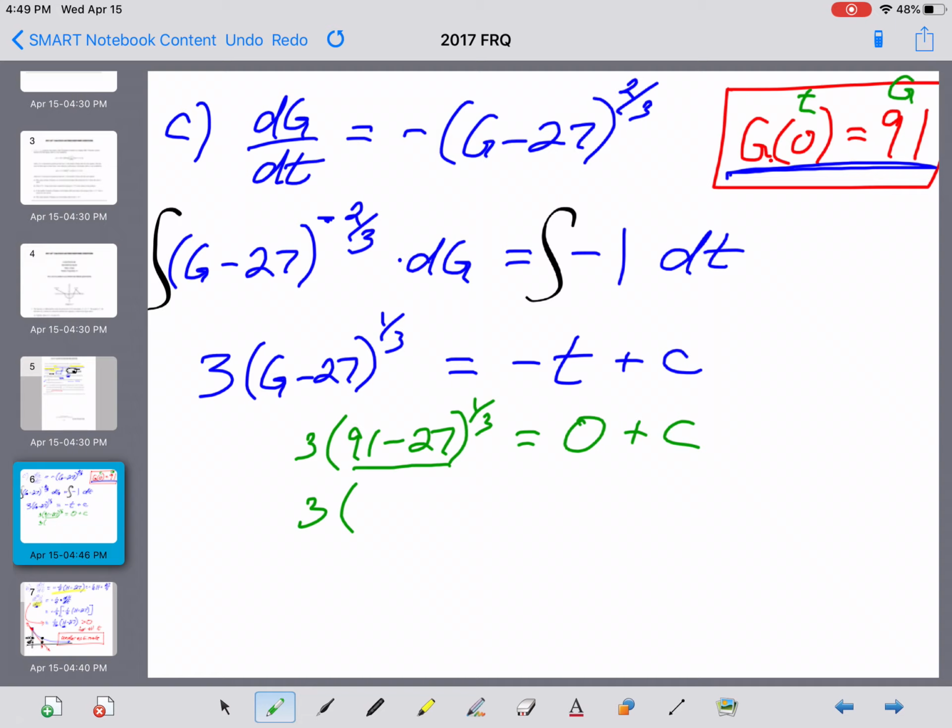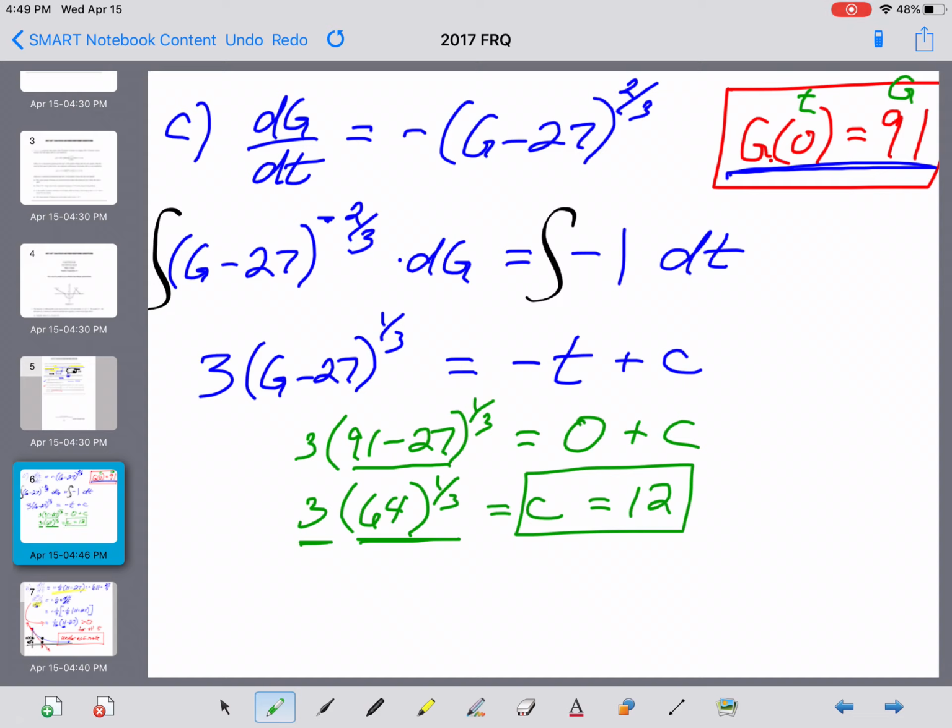Well, sure enough, everybody, in the cosmic way that things always tend to work out nicely, the 91 minus the 27 is going to give us a 64 right here to the 1/3 power is equal to C. And let's go with that. The cube root of 64 is going to be 4. Multiplied by the 3 tells us that C is equal to 12.